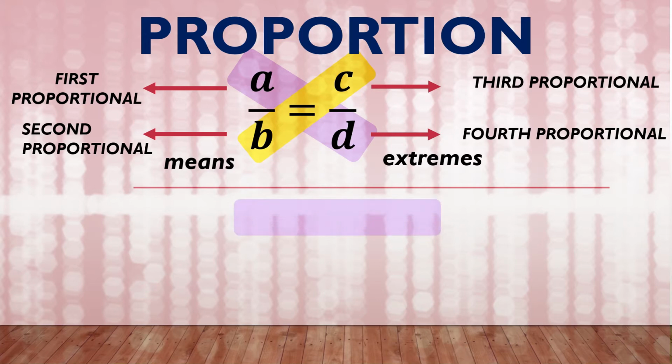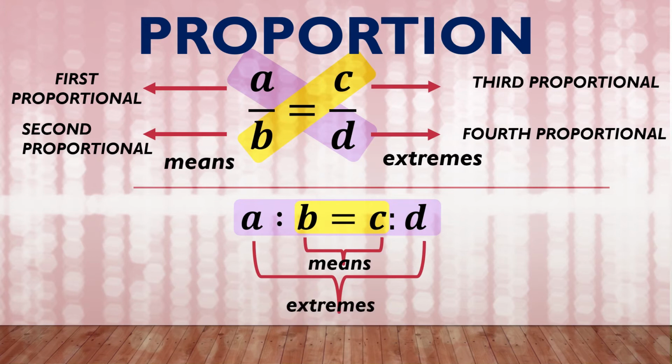In the same manner, if it's written in ratio form, B and C are the inner terms, and they are known as the means. And A and D are the outer terms, and they are known as the extremes.